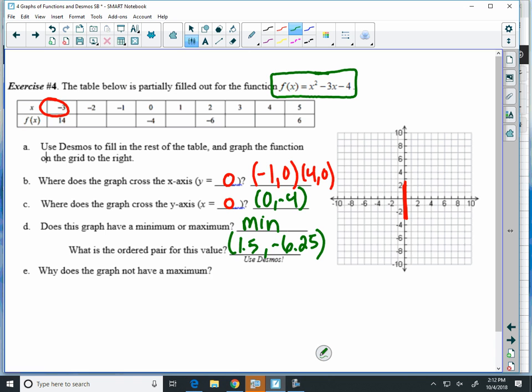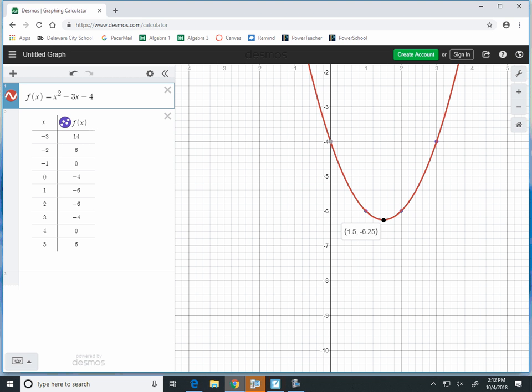Okay, why is there no maximum on this graph? If we were to graph it, which I know I have not done in here, let's go back to my actual graph. Okay, why is there no maximum on this graph? It does have a minimum point. We're asking why it doesn't have a maximum. Chloe, why doesn't it have a maximum?